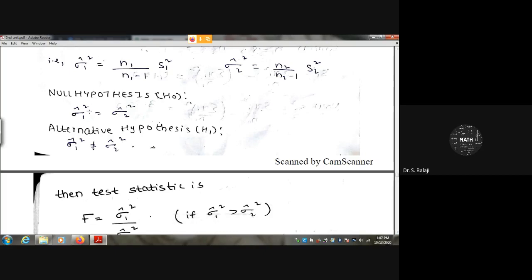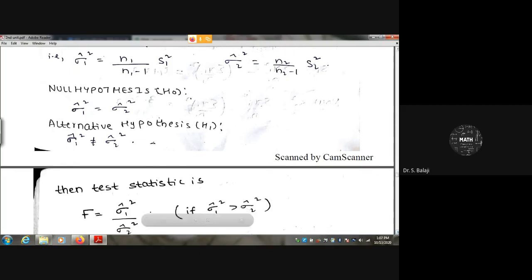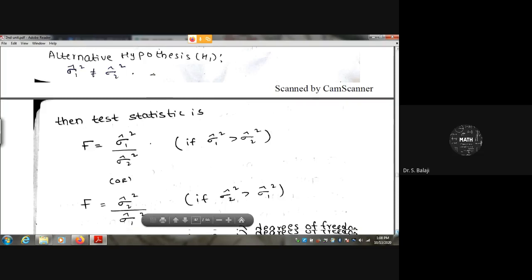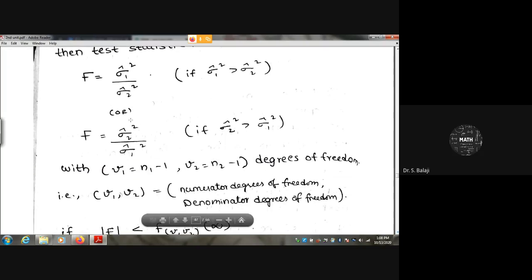This is the idea we can follow here. Null hypothesis and alternative hypothesis. And the test statistic for this one is nothing but sigma 1 cap square by sigma 2 cap square, or sigma 2 cap square by sigma 1 cap square, depending upon which one is the greater value. If sigma 1 cap square is greater, you can use this test statistic. Suppose sigma 2 cap square is greater than sigma 1 cap square, you can use the other test statistic, sigma 2 cap square by sigma 1 cap square.